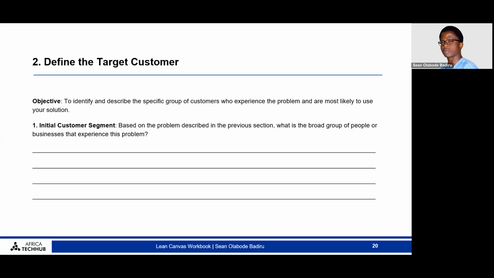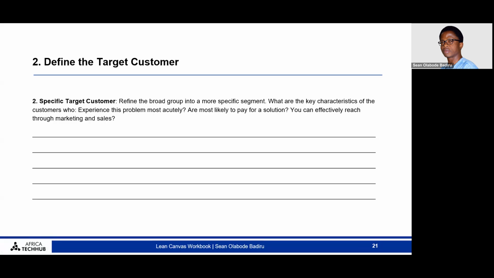The broad group is what now? You can unmute it. What the broad group is what? Small and medium enterprises. Organizations. Yes, that's the broad group. Small and medium business owners. So because of our time, let's just move. So you write this down.